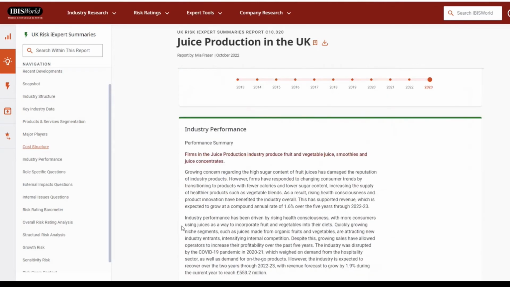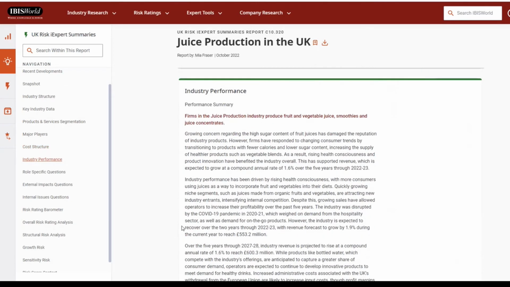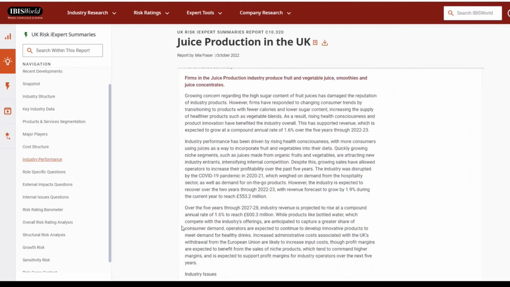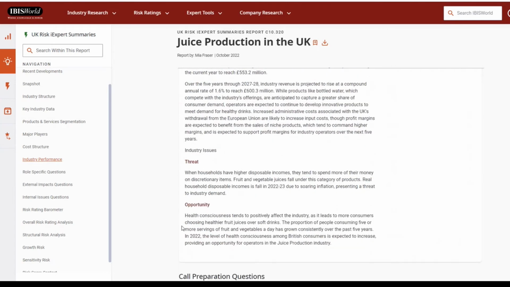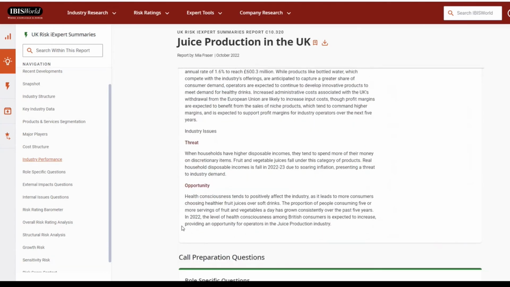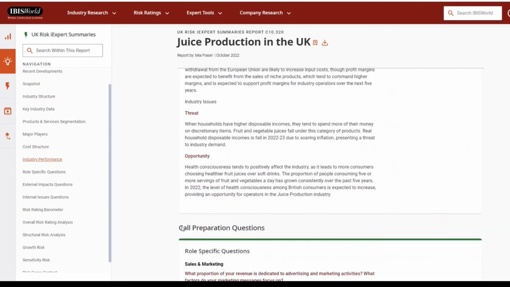Use the performance summary to quickly uncover the past, current, and expected performance of the industry so you're prepared before a client meeting. The key threats and opportunities affecting the client can help guide your questions in client meetings to uncover more. This is great to read if you only have 5 minutes before a meeting.